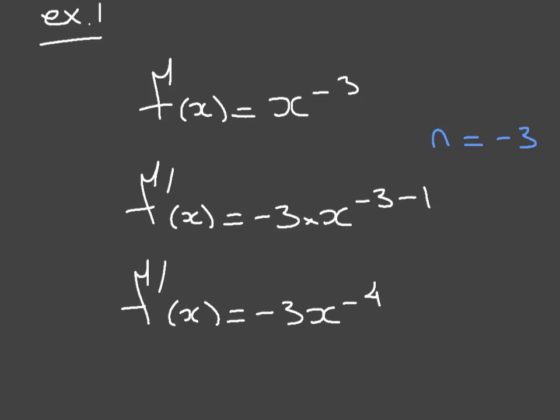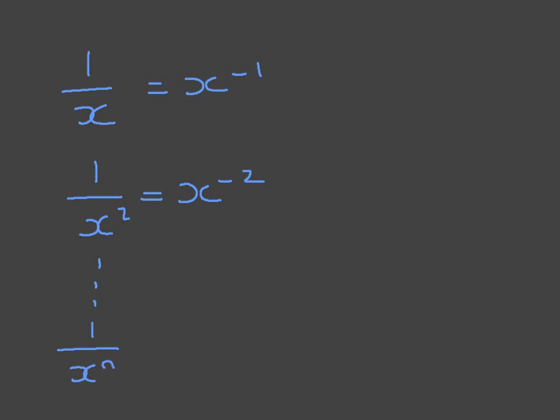Now, let's go a little further. An important thing to remember here, and I'll write this in blue to distinguish it from the rest, is that when we write 1 over x, we can write this as a power of x and say that this is x to the power of negative 1. In the same way, when we write 1 over x squared, we can also write this as x to the power of negative 2. And we can carry on this way. But a more general way of writing this is to say that 1 over x to the power of n is equal to x to the power of negative n.